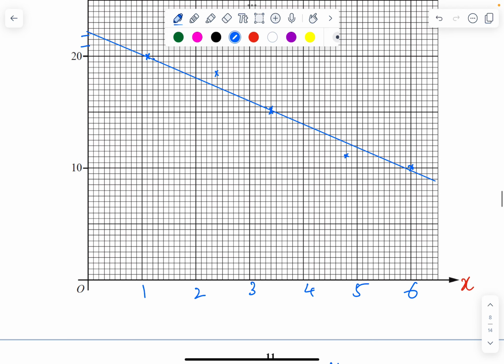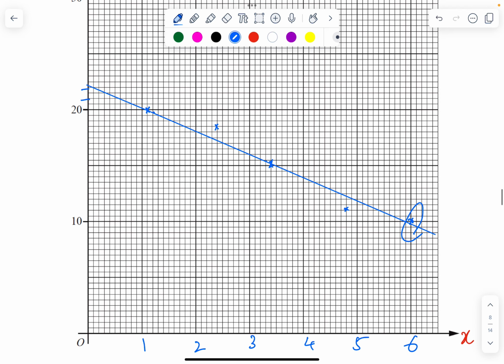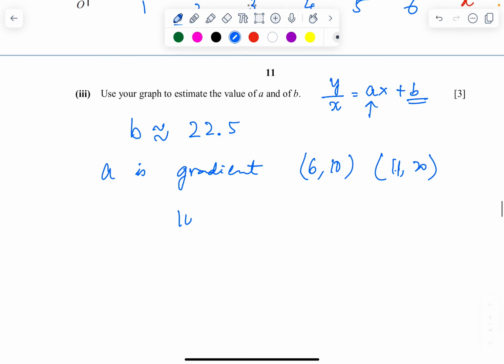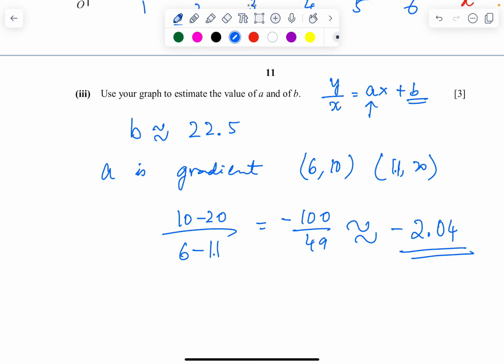Because you can see that they are almost lying on the line. So I'm using them: 20 minus 10 minus 20 over 6 minus 1.1, not 11, 1.1, which gives me negative 100 over 49. I will round it off to negative 2.04. So these are our answers.